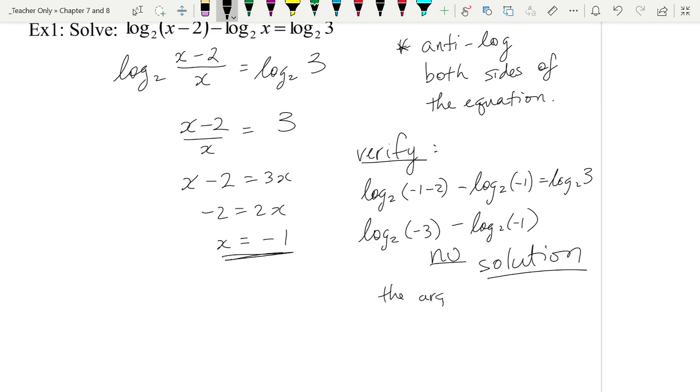The argument of a log. Is there an E after the U in argument? I honestly don't know. The argument of a log can't be negative. Feel free to make fun of my spelling if it's bad, but make sure you understand that idea.